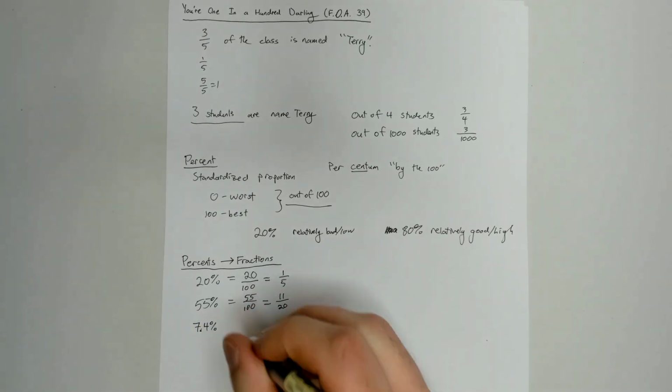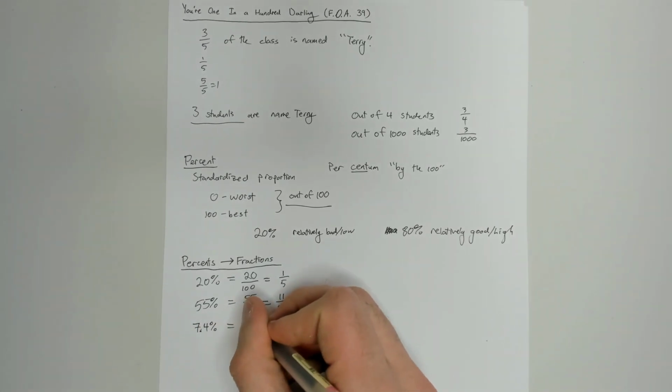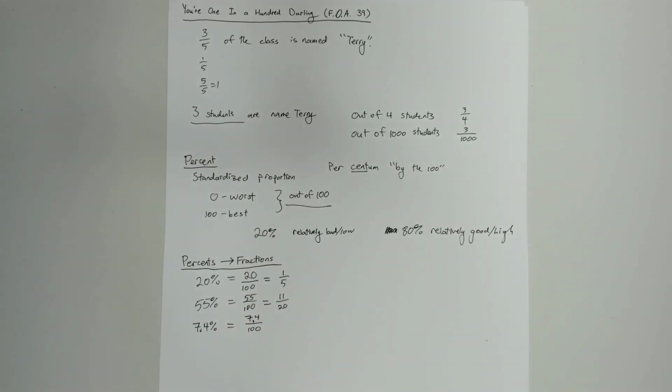So you can have decimal percent. So then when we go to convert this, we get 7.4 out of 100. Now, a lot of you probably don't like a decimal inside of a fraction. I don't really like it either.